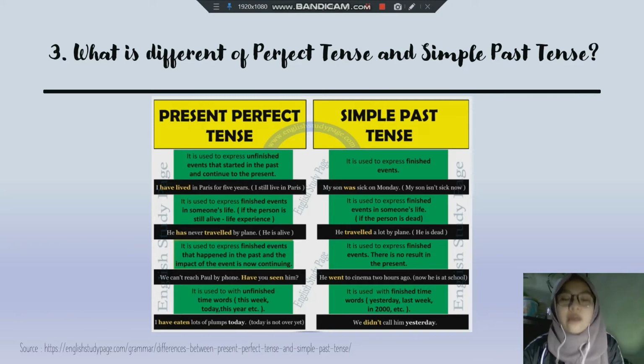For present perfect tense, it is used with unfinished time words like this week, today, this year, and others. For example, I have eaten lots of plums today. The meaning is today is not over yet. And the simple past tense is used with finished time words like yesterday, last week, and 2000, and many more. For example, we didn't call him yesterday.